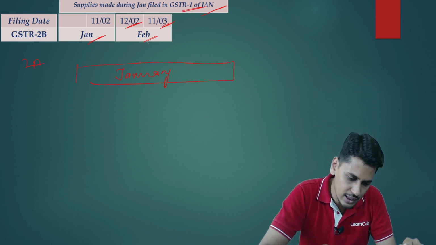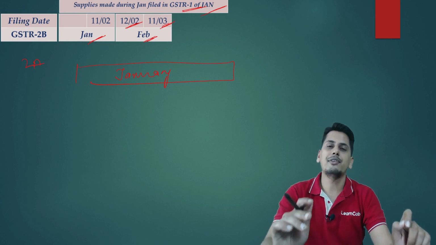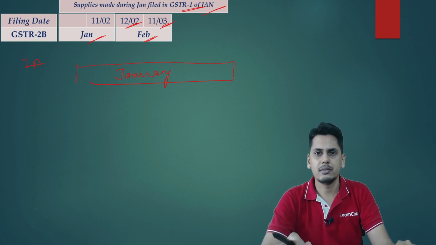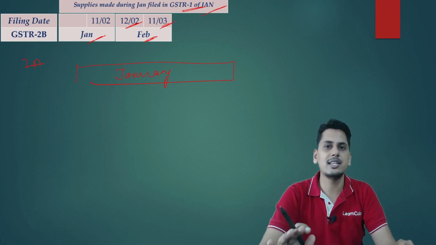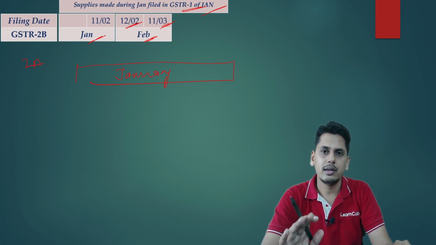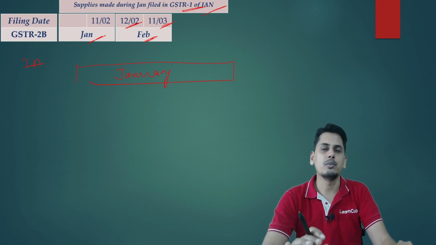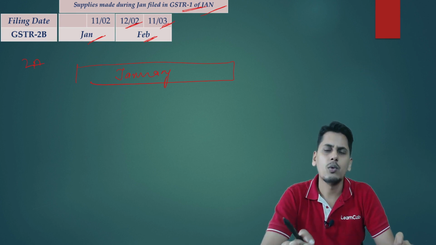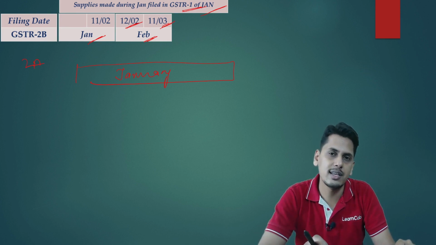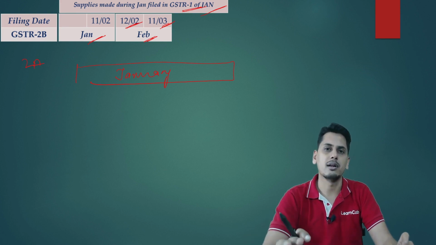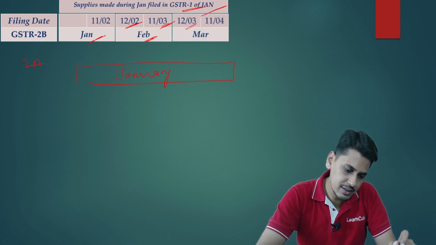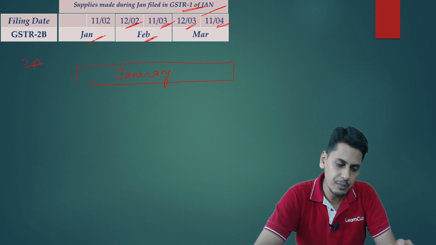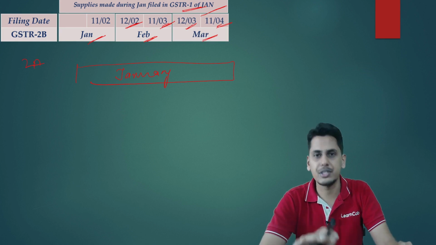Because by 11th of March, the cutoff date of February is over. What if it is filed on or after 12th of March? It will not appear in February month's GSTR-2B, it is agreed. It will appear in March month's GSTR-2B. But what should be the cutoff date for it to appear in March month's GSTR-2B? What is the due date for March month's GSTR-1? 11th of April. So friends, if it is filed on or after 12th of March till 11th of April, it would appear in GSTR-2B of March.